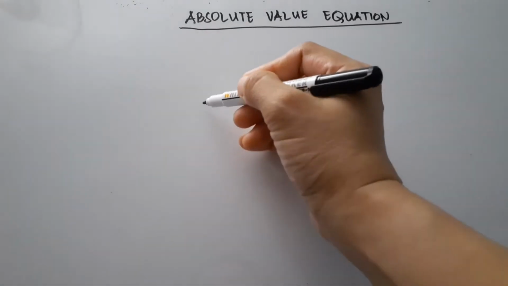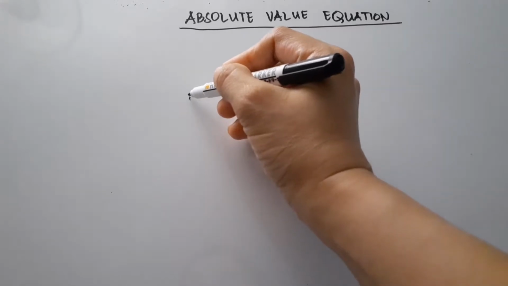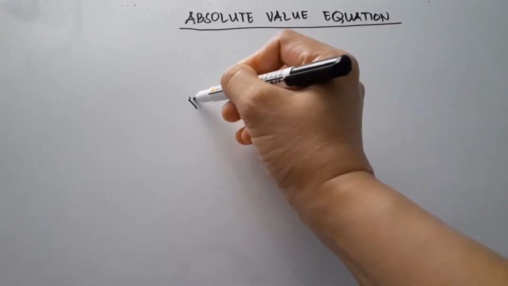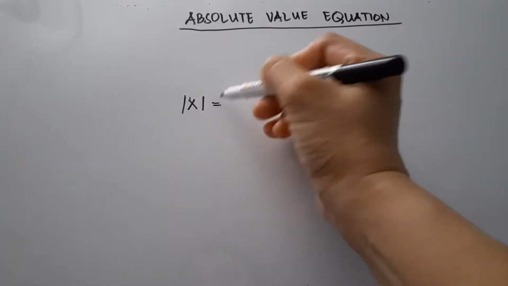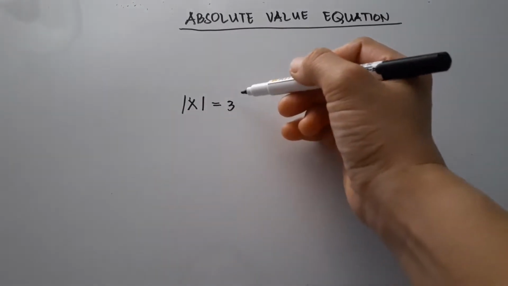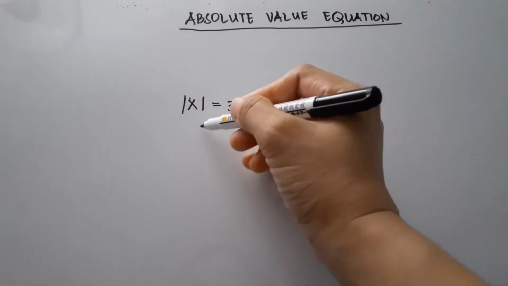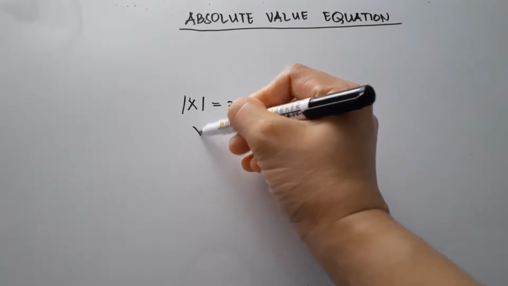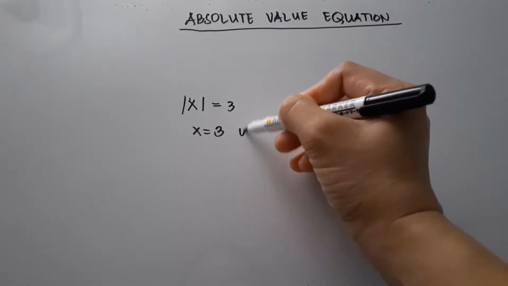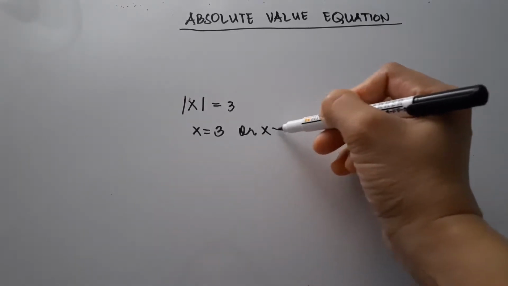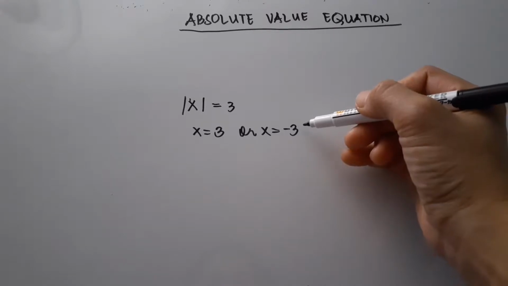Our lesson for today is all about absolute value equations. For example, the absolute value of x is equal to 3, which is the set of all real numbers that are 3 units from 0. Therefore, the solution set of the absolute value of x equal to 3 is x equals 3 or x equals -3.